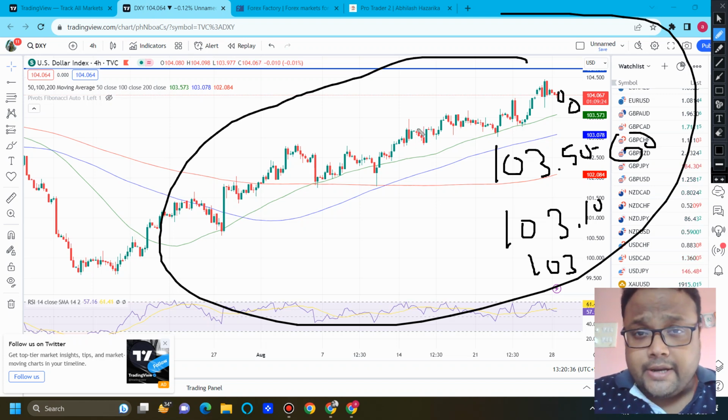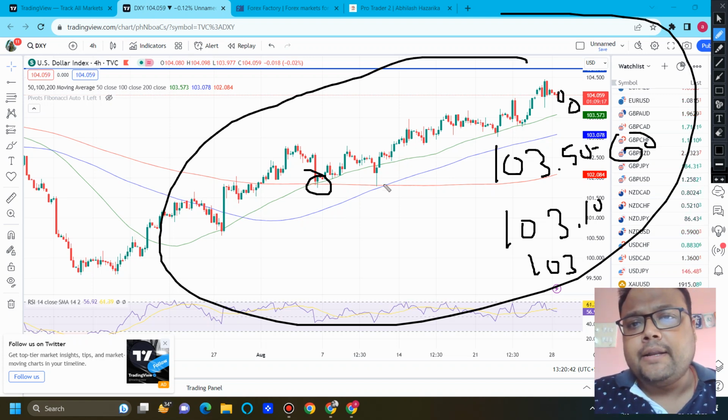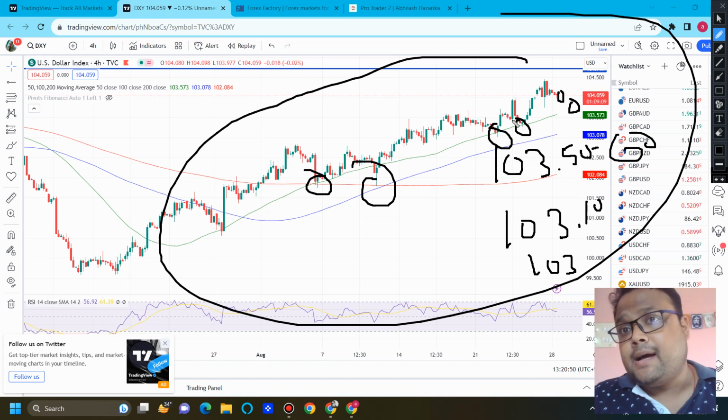As the market is trending, we are simply using the 50 moving average and the 100 moving average. You can see here the market has been respecting the 50 moving average and the 100 moving average. So more or less we can expect that it will respect them again, considering the market sentiment.